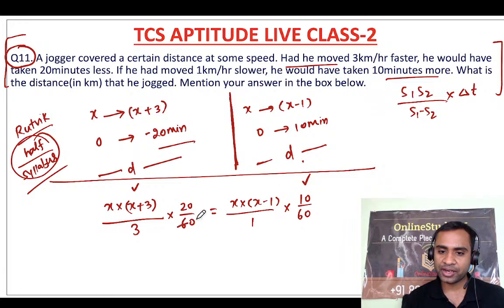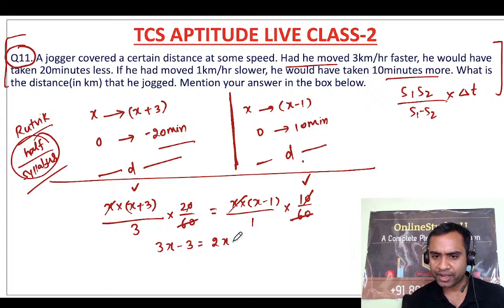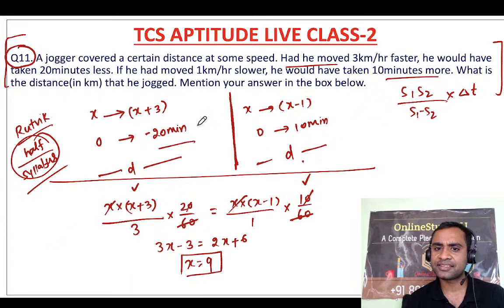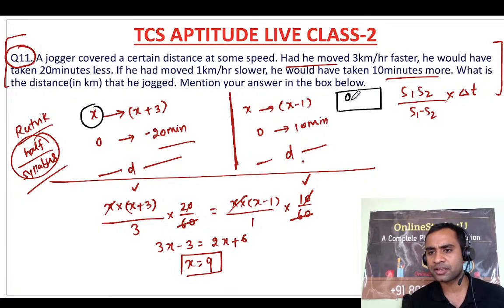Anyway, this 60 and 60 cancel, 0 and 0 cancel. Now cross multiplication. So x and x are cancelled. So 3x minus 3 will be equal to 2x plus 6. So x will be equal to 9. Now x is nothing but our speed. Now don't go and put in the box 9 kilometer, right? This is a speed, so this is 9 kilometer per hour.